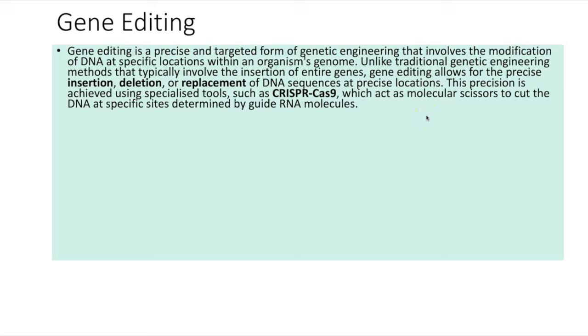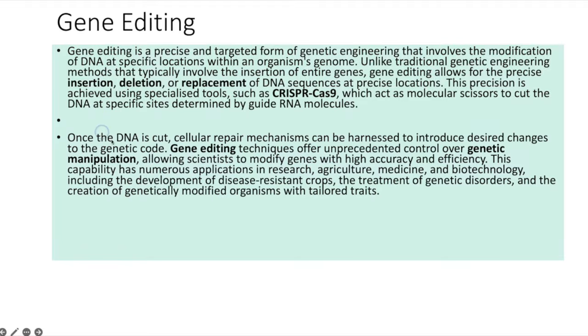This precision is achieved using specialized tools such as CRISPR-Cas9, which acts as a molecular scissors to cut the DNA at specific sites determined by guide RNA molecules. So once the DNA is cut, cellular repair mechanisms can be harnessed to introduce desired changes to the genetic code.